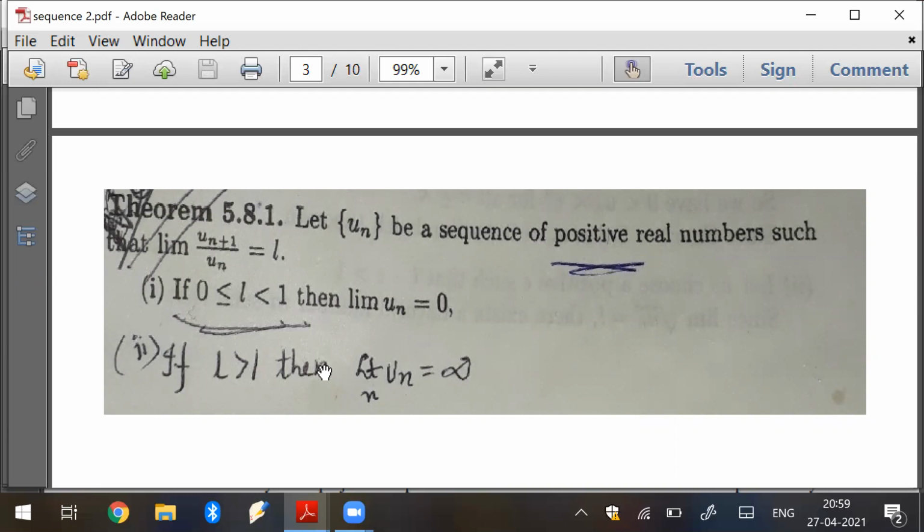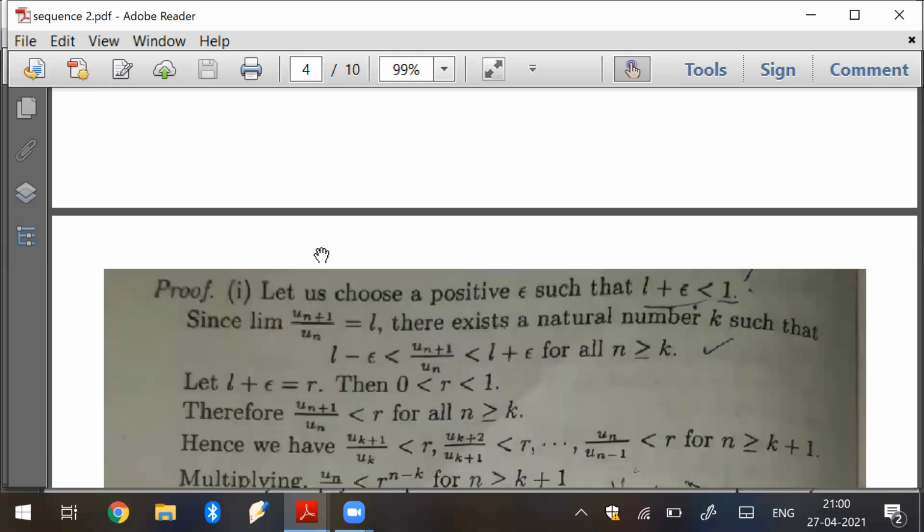What is that thing? L equal to 1 is left out. Why is it left out? We cannot say specifically what will happen if L is exactly equal to 1. That means if the limit of u_{n+1} by u_n is equal to 1, then we cannot say whether the original sequence is convergent or not. For some sequences it will be converging, for some it will be diverging, in case the limit is 1. So they are separating out that specific case, because it cannot be proved in general because of this oscillatory or changing nature.